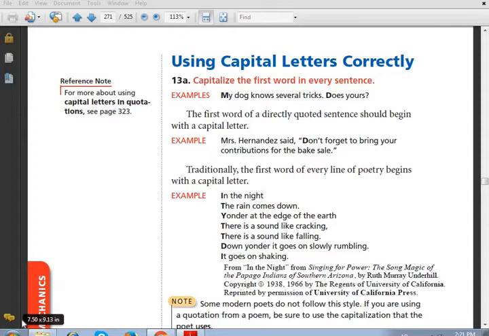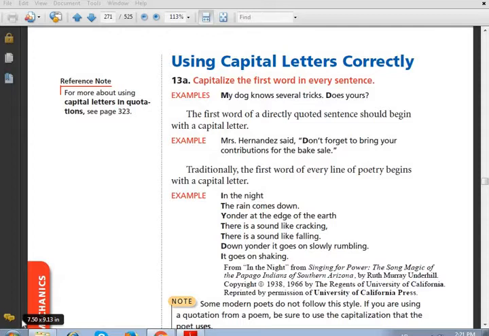Okay, so let's start with the first rule, which is capitalize the first word in every sentence. It means that we have to start any sentence with a capital letter. Just like the example below: More and more people are discovering the benefits of exercise. Here, guys, I started the sentence with a capital M because it is the first letter in the sentence.